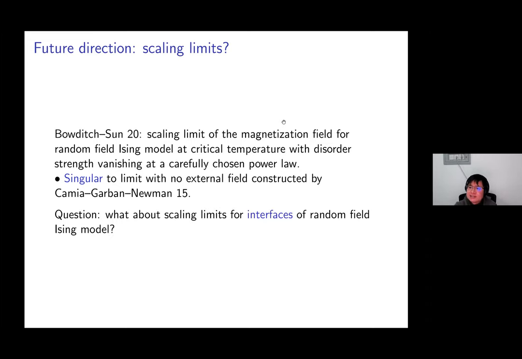And another set of questions one can ask is, what about the scaling limits of interfaces? For instance, suppose we are even at zero temperature and in the hexagonal lattice, we look at the ground state with the weak disorder, and should the interface converge to SLE6? That seems to be a hard problem too, I guess.